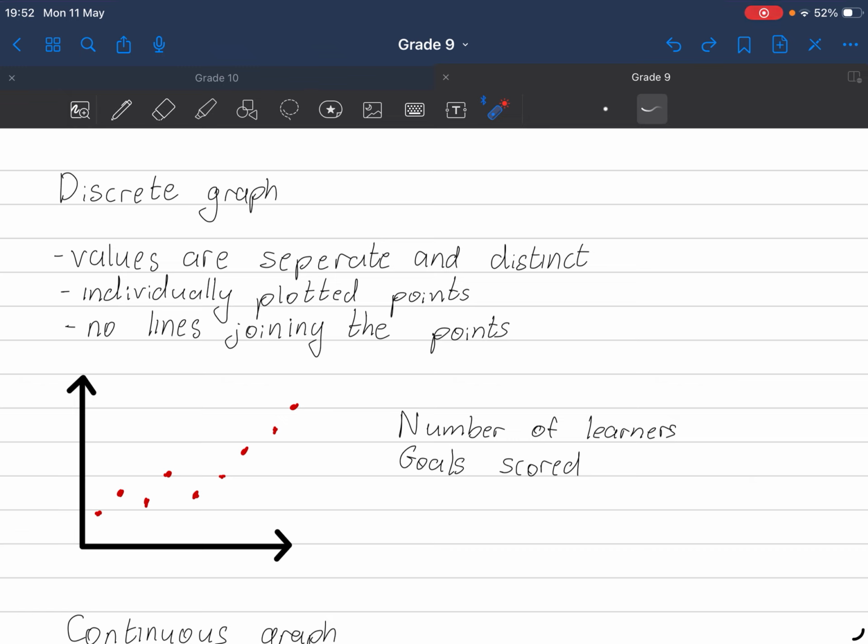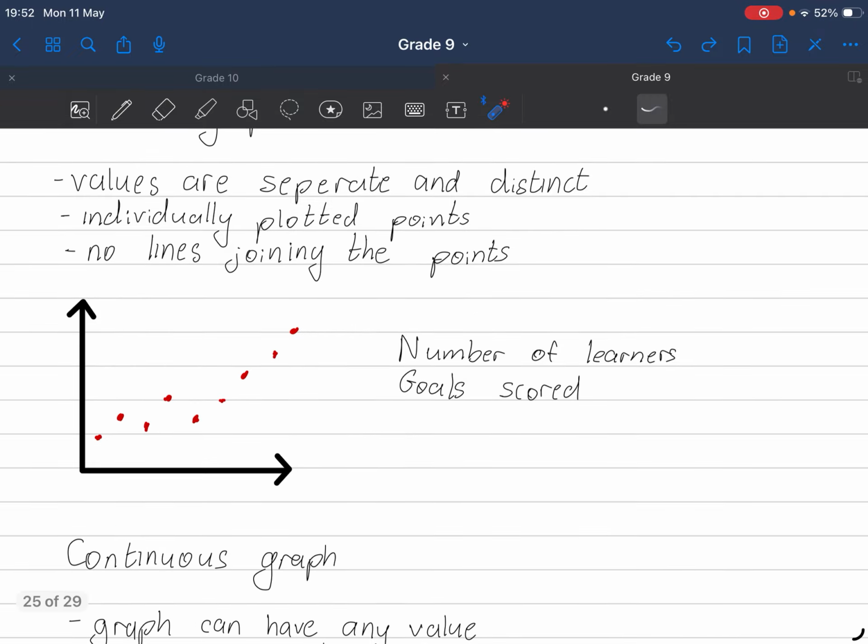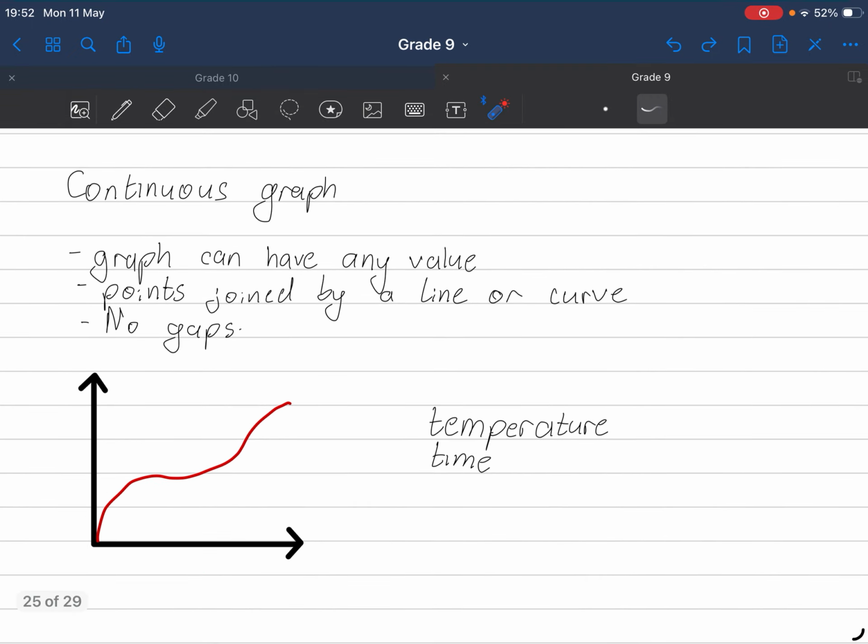The number of goals as well. It's either a goal or a no goal. You can't have a half goal or a quarter goal or a maybe goal. It's a yes or no. A continuous graph is now when you can have any value. So we join points by a line or curve. Examples of these are time and temperature.